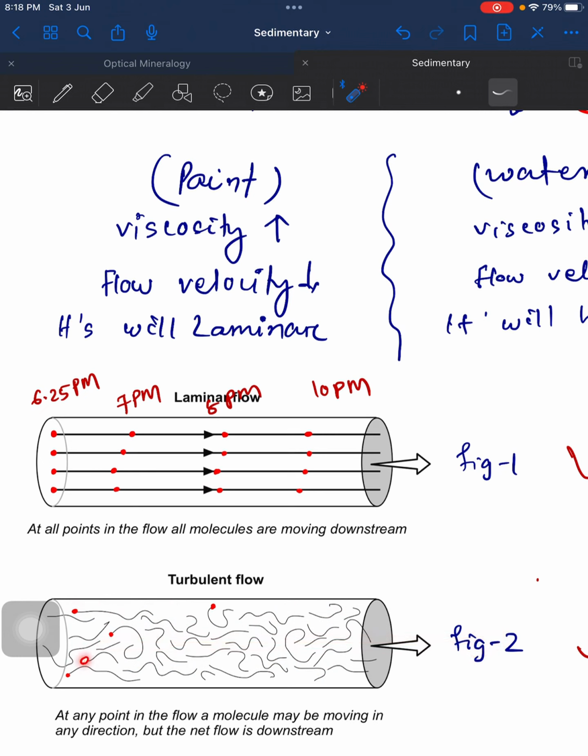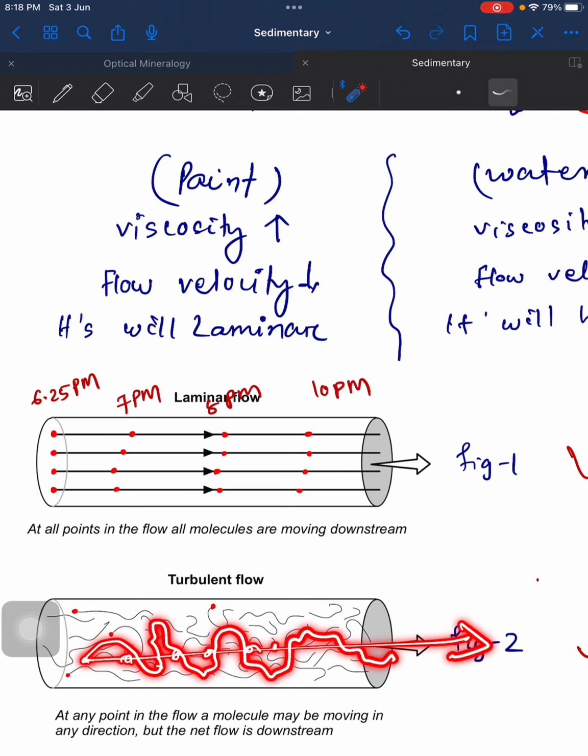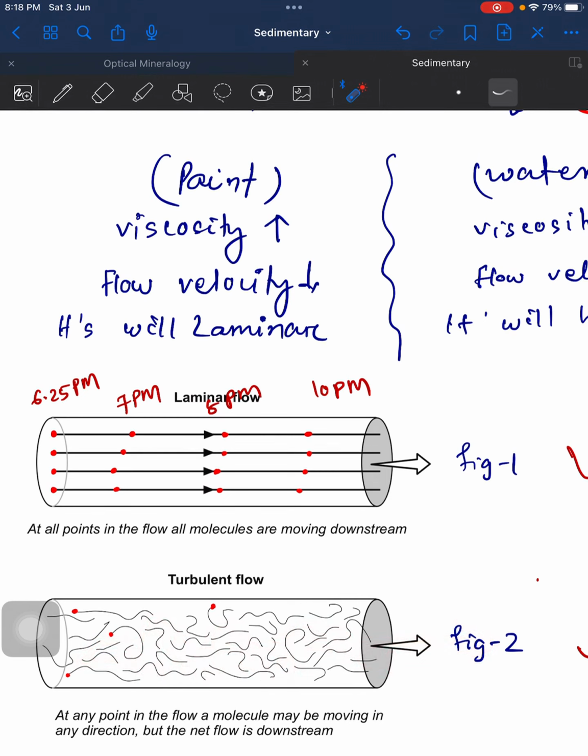That means overall this particle will be finally carried in this direction, but it is not carried in a straight manner. It will be carried like this, like this, like this. This is the movement direction. So every second it is changing. If you mark one particle, it is moving like this, again like this, again like this. Okay, so these are the basic differences between lamellar flow and turbulent flow.